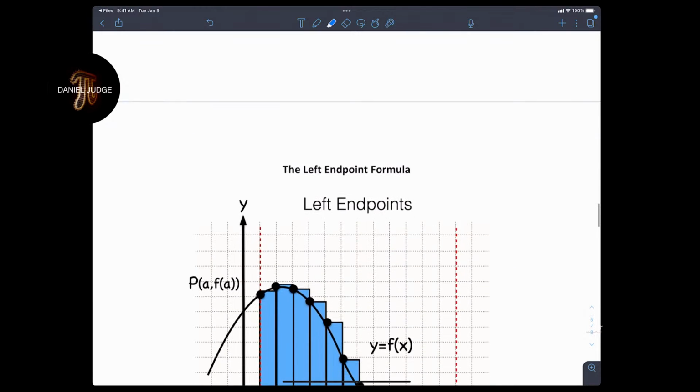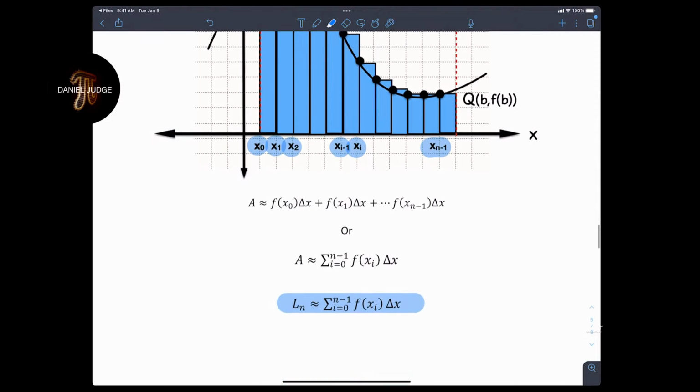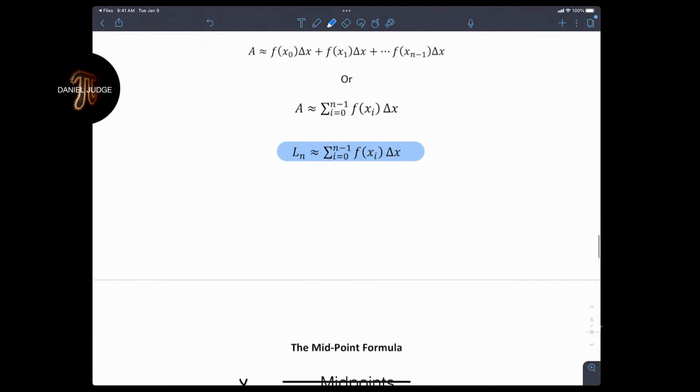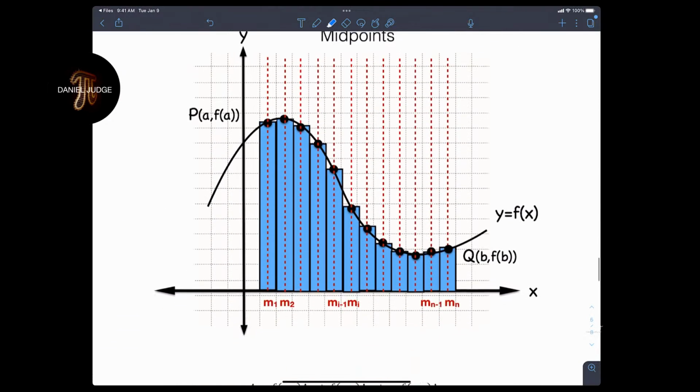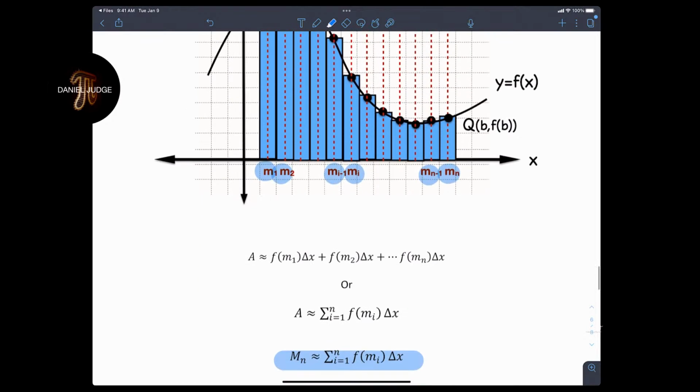Compare that to the left endpoints. x0, x1, x2, xi minus 1, xi, all the way to xn minus 1. We're going to see that again illustrated, where i goes from 0 to n minus 1. And then, ladies and gentlemen, you got the midpoints again, m1 through mn right here, all these midpoints of every interval with its rule.